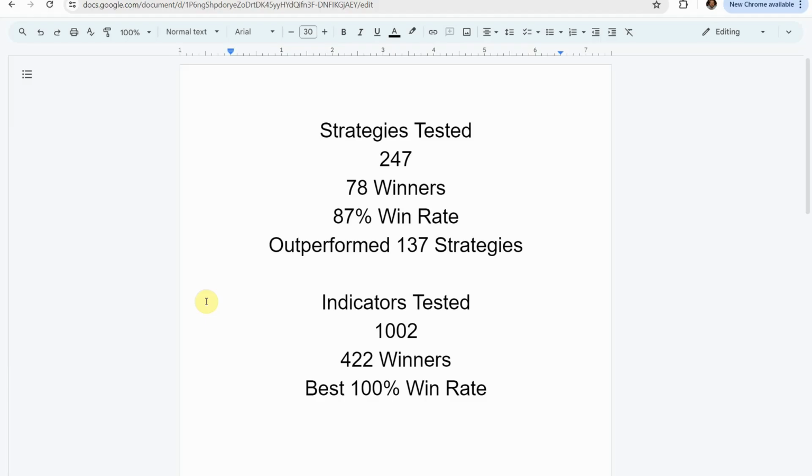And so far since we've been keeping track, it has outperformed 137 of the other strategies that we have put it up against, every single one so far. We've also tested a total of 1,002 indicators with 422 of them being winners.